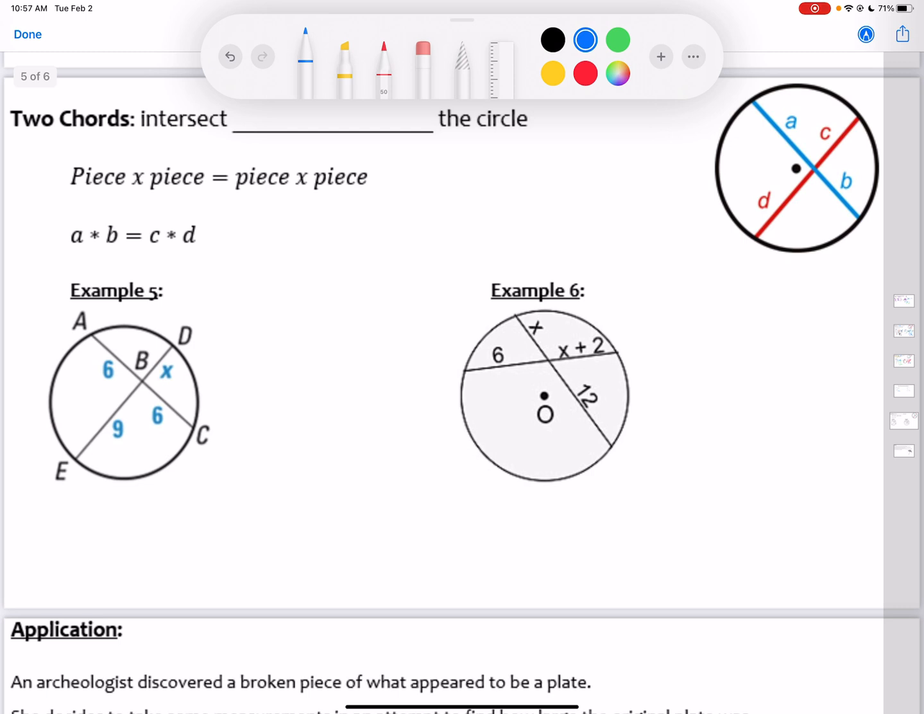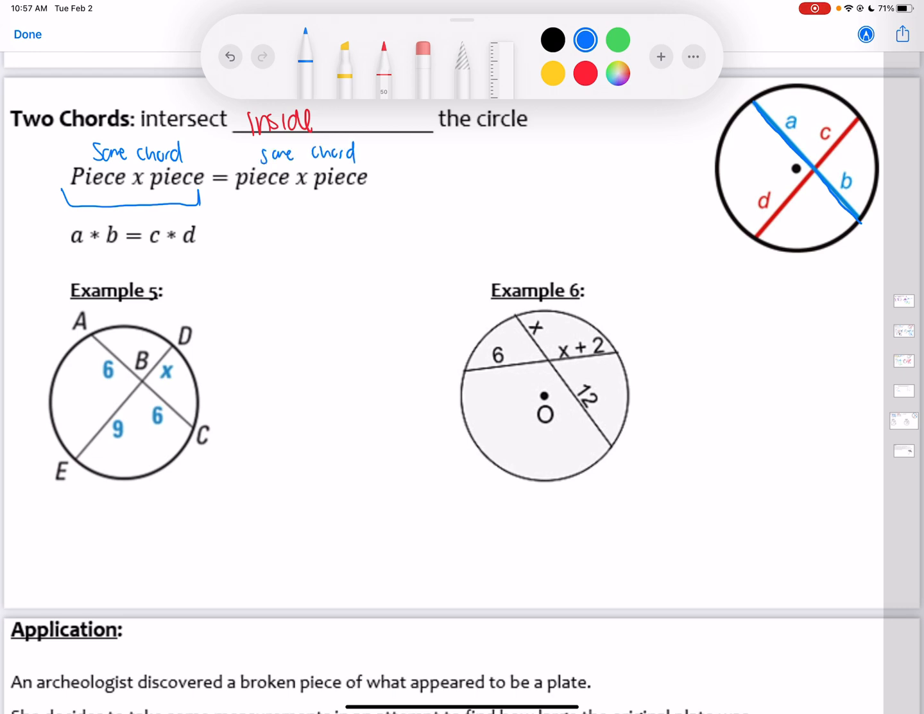But want to go back over the last formula that we need to know for these segments. They intersect where it's inside the circle. So this time we call it piece times piece equals piece times piece. Now these two pieces come from the same chord. So it's the same chord pieces equaling the same chord pieces.